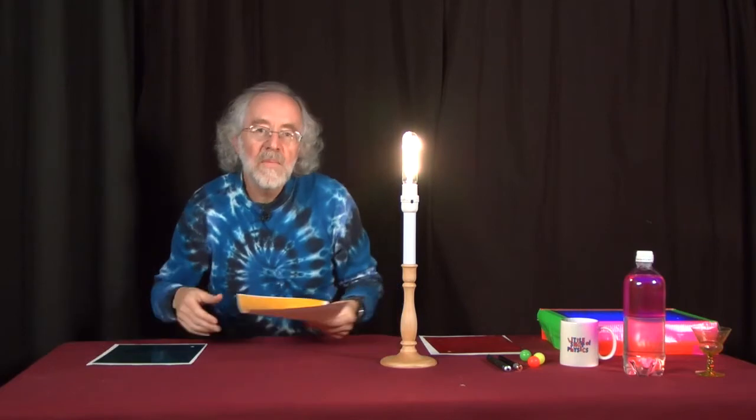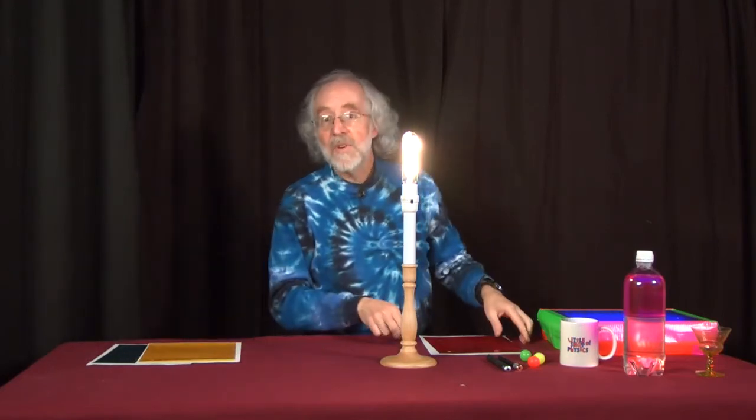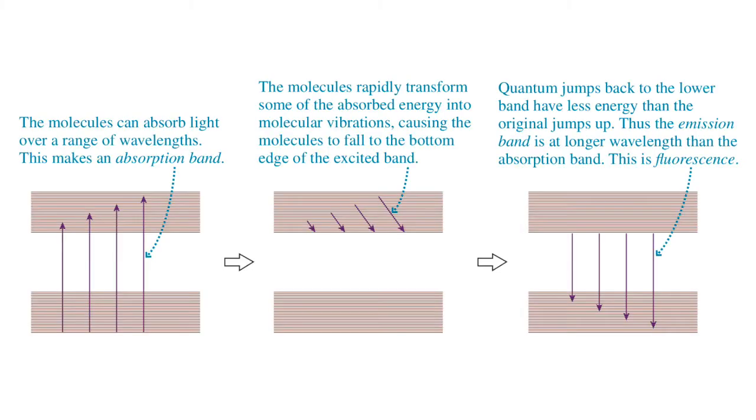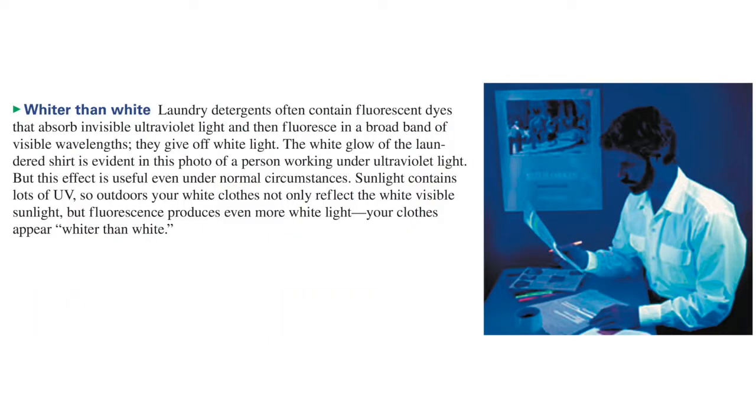Now, there's other properties we're going to look at with molecules in chapter 29. When you have molecular spectra, you can also have a phenomenon known as fluorescence. And this is something you've seen before. There's certain things that glow under what are called black lights. Now, black light is just an ultraviolet light. But you can get fluorescence even if you're still in the visible light spectrum.